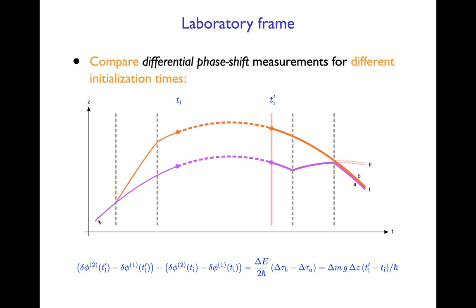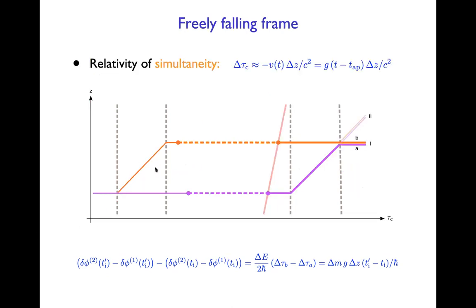So let's understand in the freely falling frame how this result that I just presented, that gives you this sensitivity to the gravitational time dilation, the gravitational redshift in the uniform field, can be understood. In that case, everything is just straight lines which are independent of G. So where does the information on G come from? And this has to do with the relativity of simultaneity.